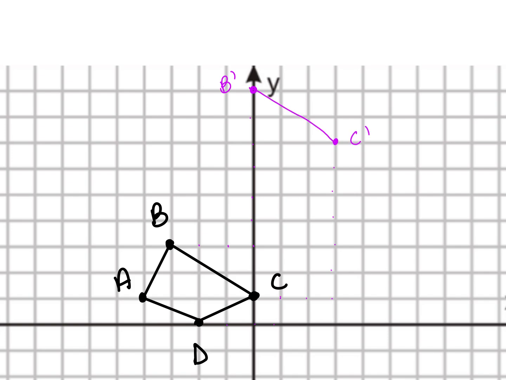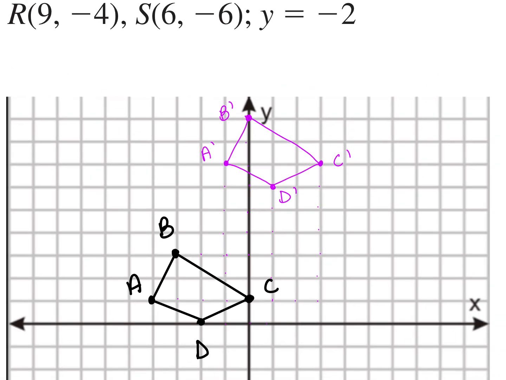Again, right 1, 2, 3, up 1, 2, 3, 4, 5, 6, and the same for the last point. And this is what your graph should look like for number 3.